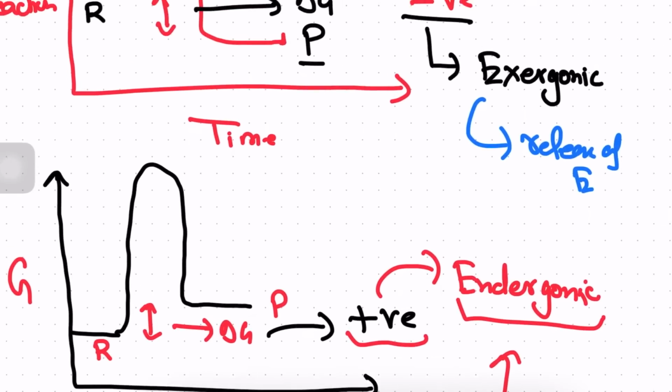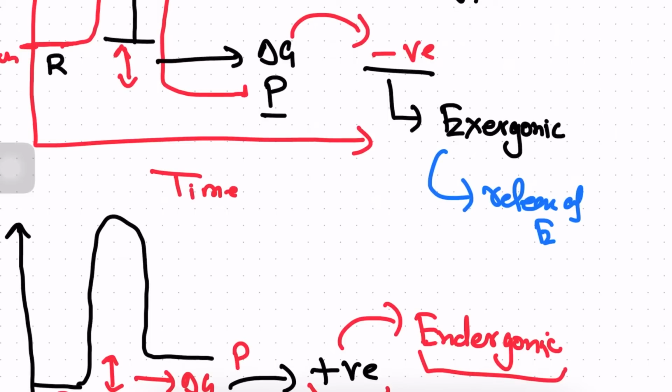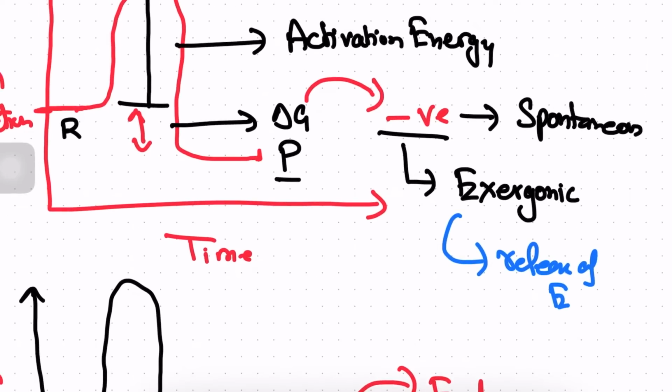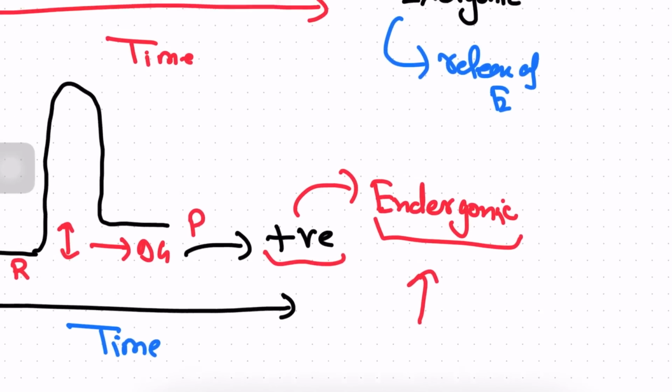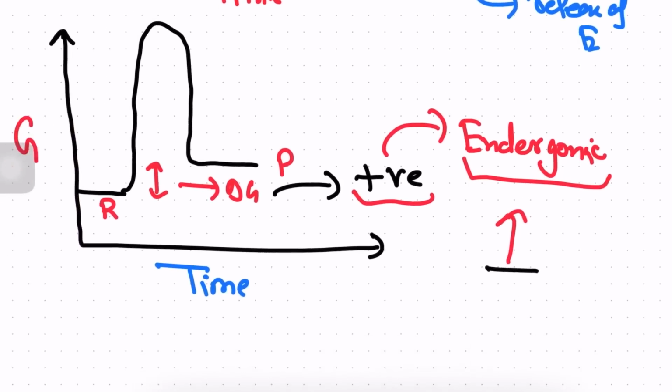And hopefully you remember, in case of an exergonic reaction, when delta G is equal to negative, your reaction is spontaneous, meaning the reaction is going to proceed towards product formation. And here this reaction is not going to be spontaneous unless you provide the energy.